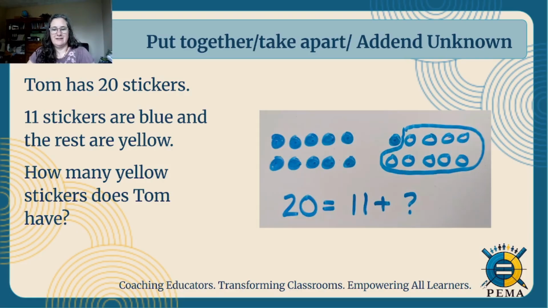So we could think 20 is equal to 11 plus however many stickers are yellow. Students also might think of this as 20, and if I take away all of the 11 stickers that are blue, the yellow ones will be left. There's lots of options for how students want to write an equation to represent some of these stories.